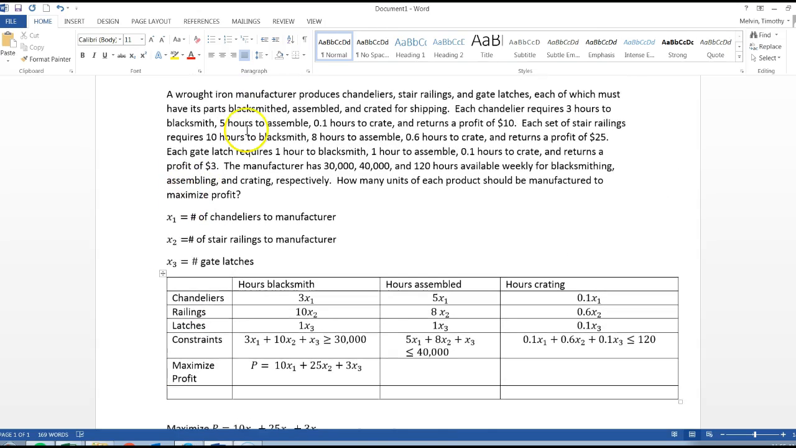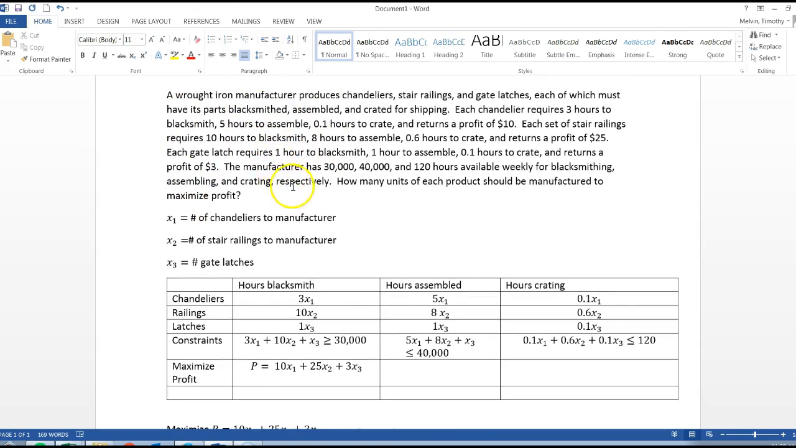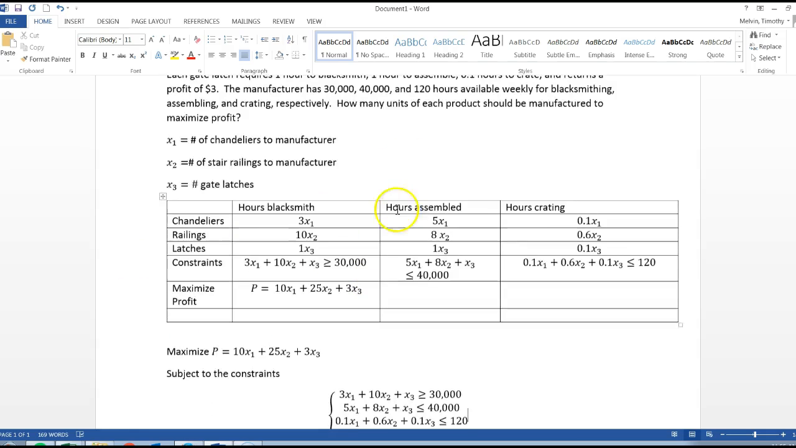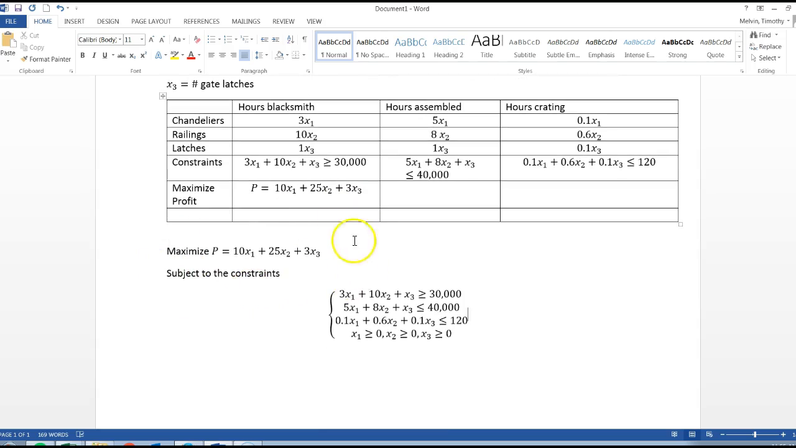Okay, so that's setting up my linear programming problem given this scenario. And in the next video, I'm going to go through and show you how to solve this using Excel's solver.